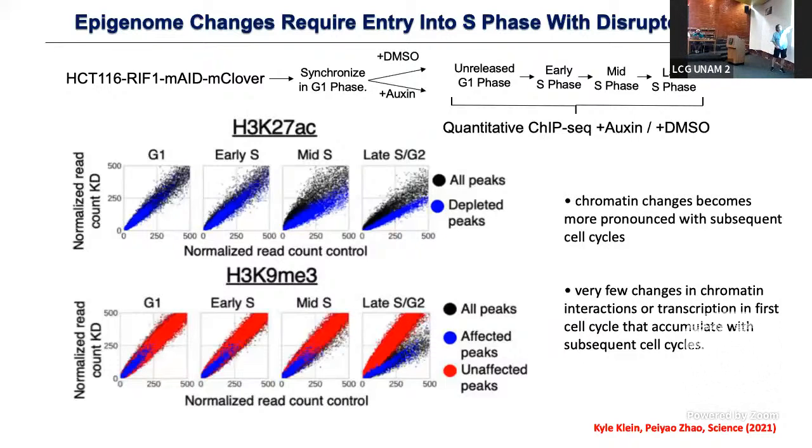And what you can see is that if we hold the cells in G1, don't let them go into S phase, we don't get any effect on the post-translational modifications. So they are not direct effects of losing RIF1. Okay? But you need to get into S phase and sort of into mid-S phase before you start to see the post-translational modifications change. And if you look from cell cycle to cell cycle, they get more and more intense.